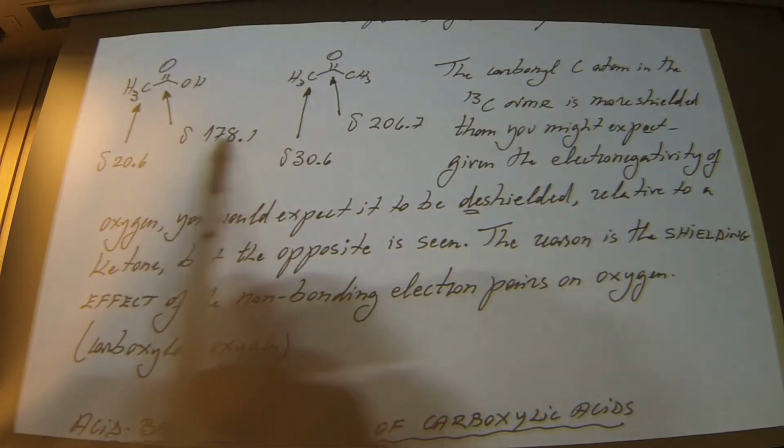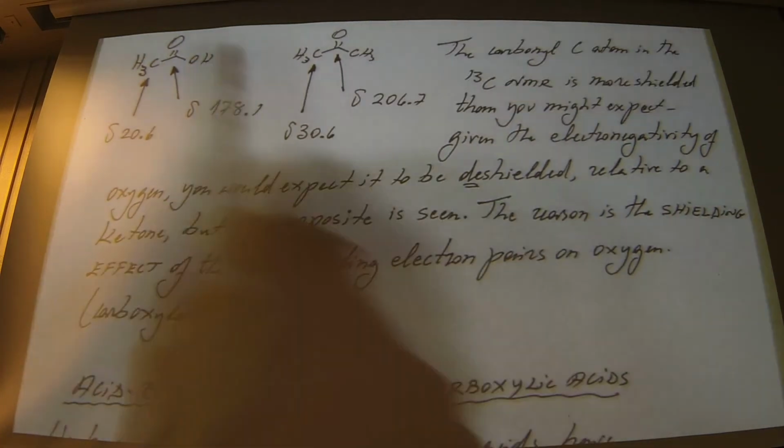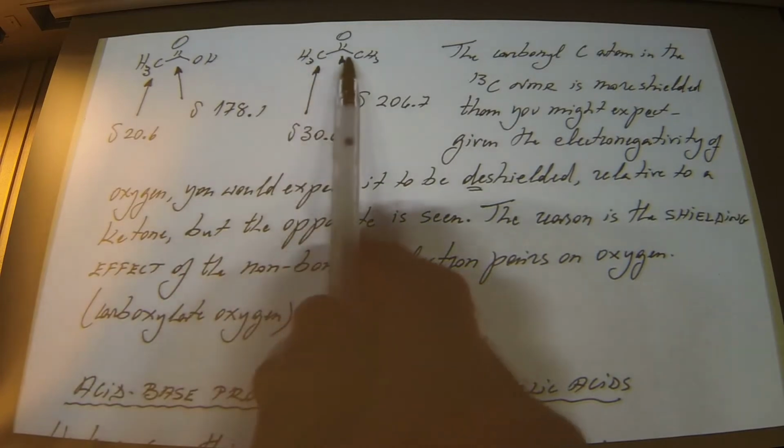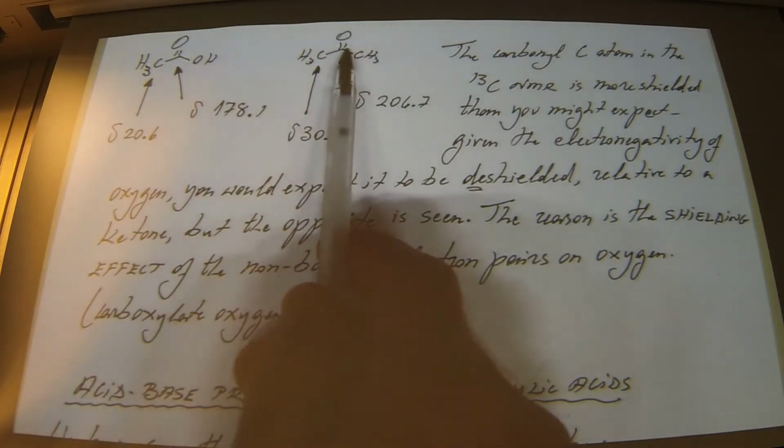the carbonyls of acids are around 180. And so yes, these do distinguish carboxylic acids from ketones. Acid-base properties. Well, okay, so here's back to that.